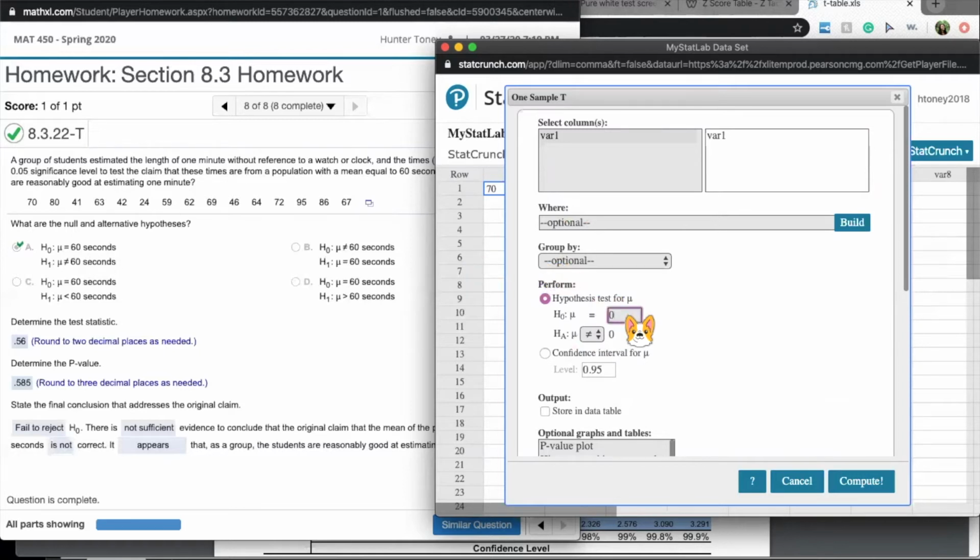So we're looking to see if we can average the students guessing 60 seconds. So we want to change our hypotheses to 60. And alternatively, we're looking to see if it's 60 or not 60. We're not looking for less than or more than, just if it's equal to or not equal to. So we don't have to change this one. So we're all set and we can just select compute.